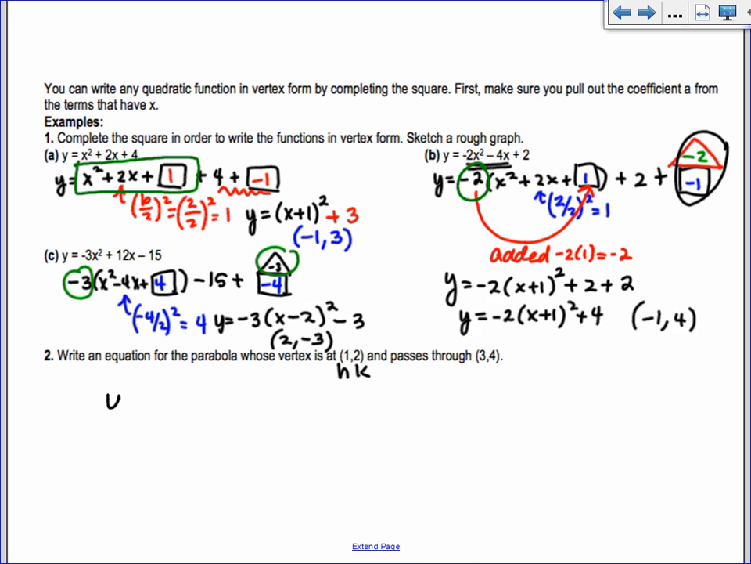All right, so if I write my equation for my vertex form, it's a times x minus h squared plus k.